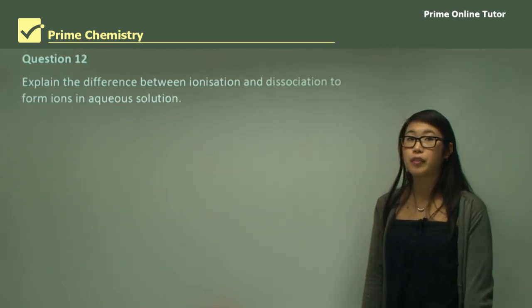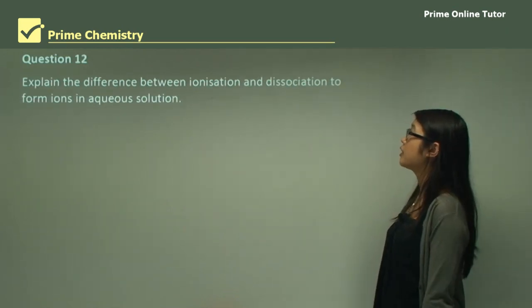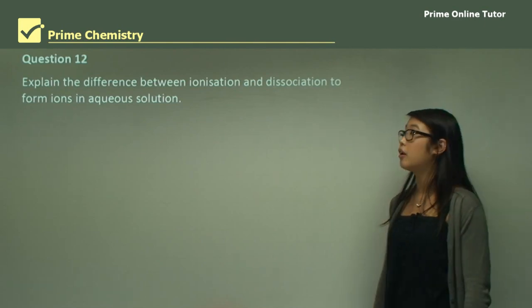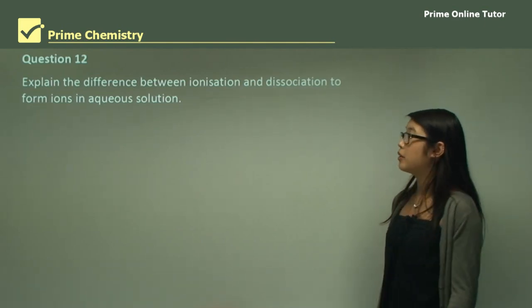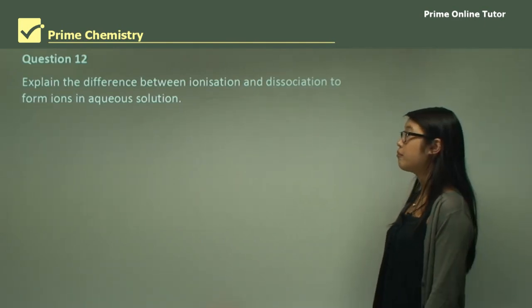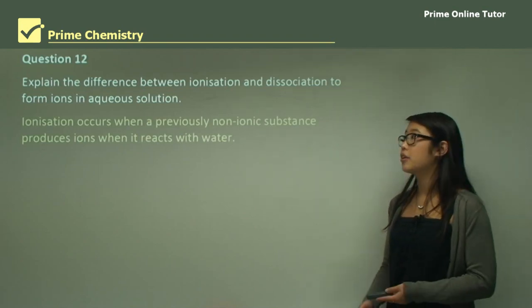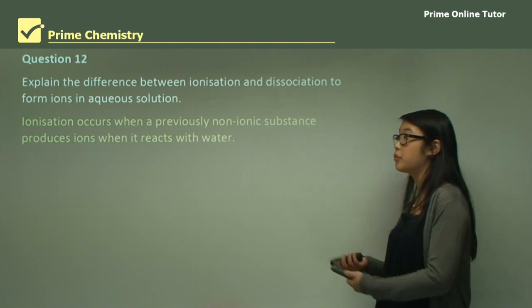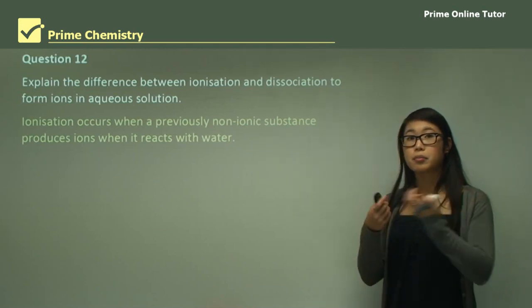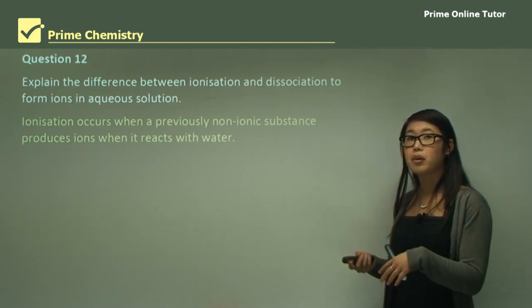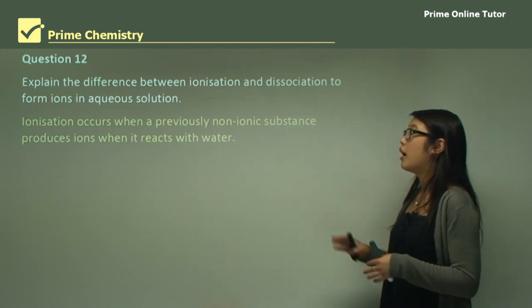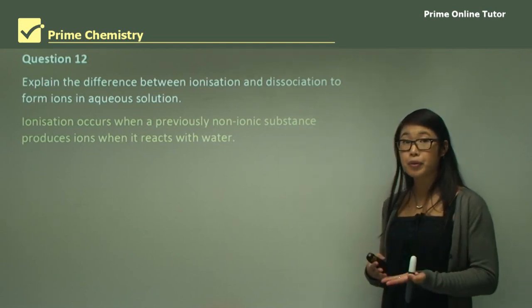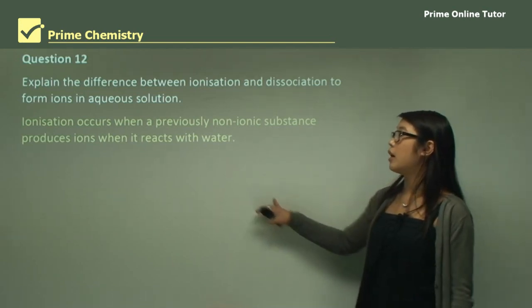Next, question 12. Explain the difference between ionization and dissociation to form ions in aqueous solution. Ionization occurs when a previously non-ionic substance produces ions once it reacts with water. So we have something that's not ionic, just a normal molecule, and when we put it in water, there's a chemical reaction, and this forms ions.